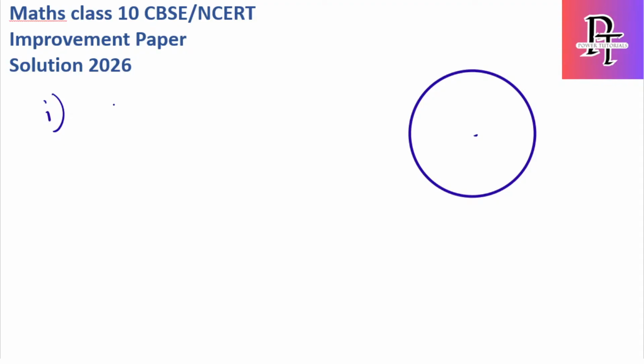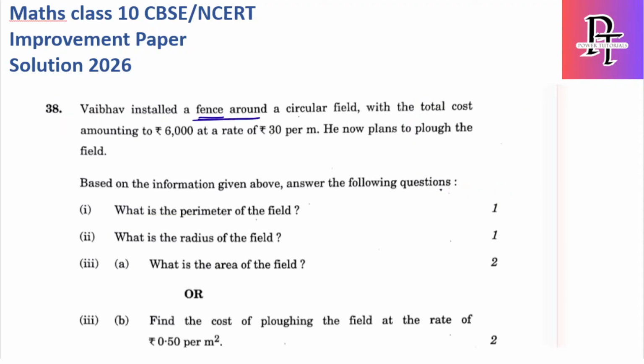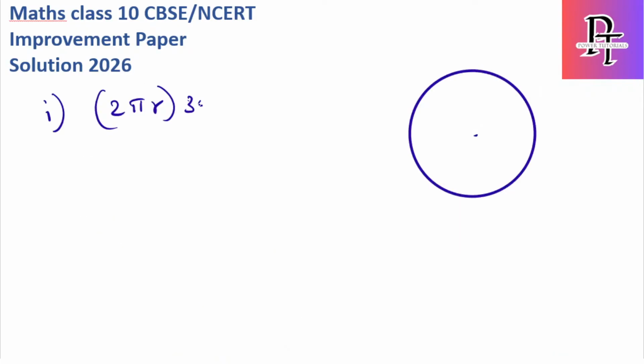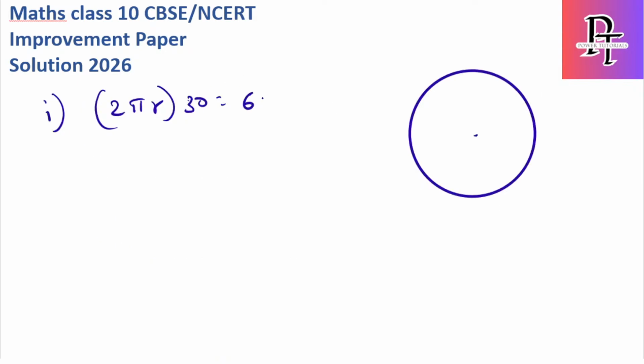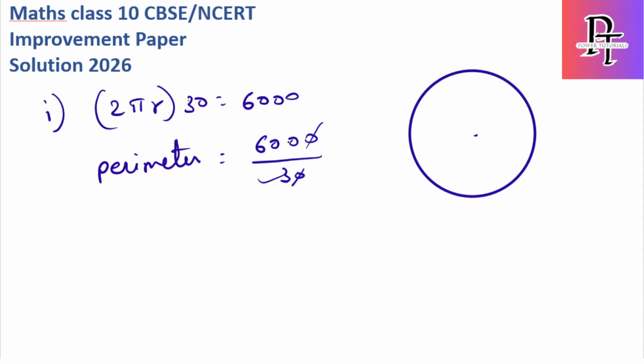Perimeter of the field means 2 pi r, and for each meter, into 30, is equal to the cost, how much? 6,000. So the first question is easy, just the perimeter, no need to write the 2 pi r value as well. Perimeter is 6,000 by 30, hence the value is 200. So the perimeter is 200 meters.